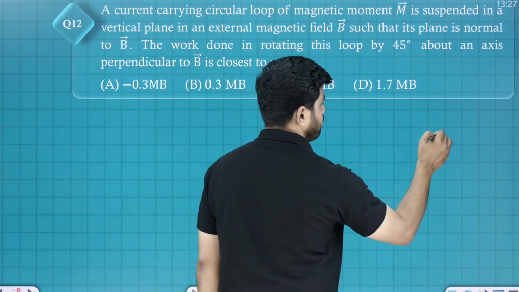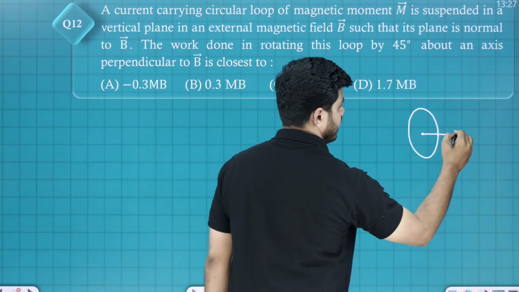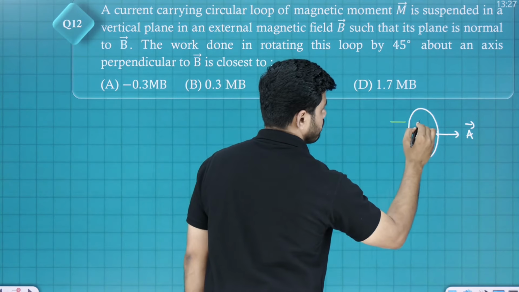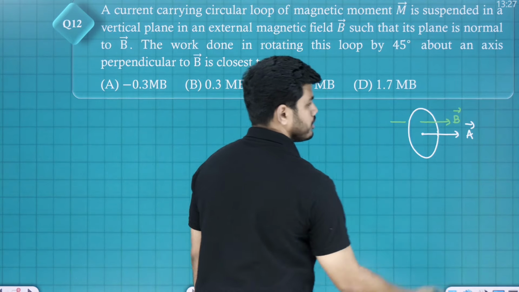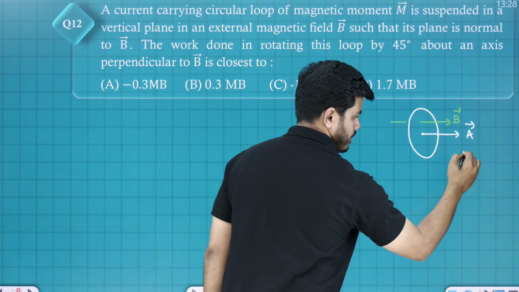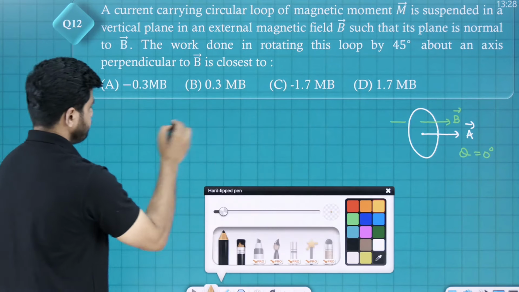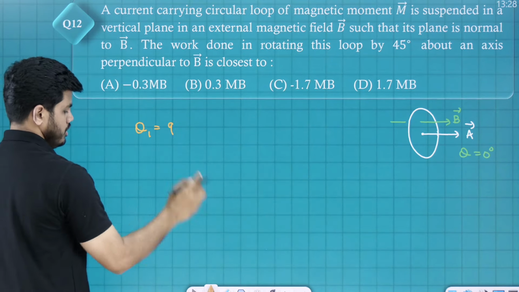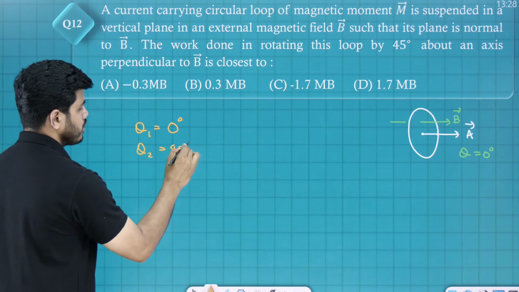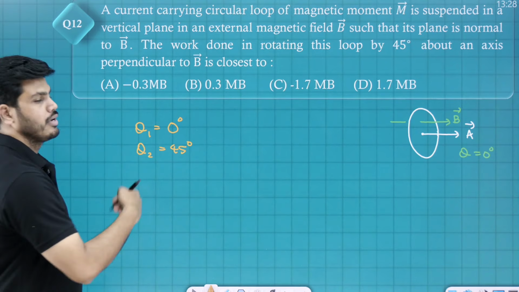Yes. So if you have a plane perpendicular to the magnetic field, we can represent this as the area vector, right? Area vector, fine. And the magnetic field in this region is going perpendicular to the plane, B. And we know what the angle theta is here: 0 degrees. So theta 1, the initial position of the loop, is equal to 0 degrees. And theta 2 is given as 45 degrees. From 0 degrees, it is rotating by 45 degrees. So theta 2 is equal to 45 degrees.